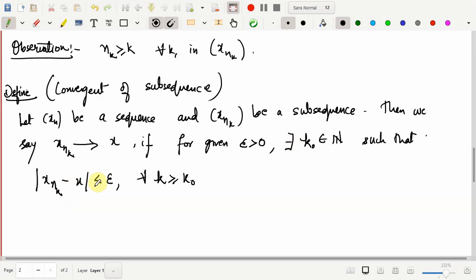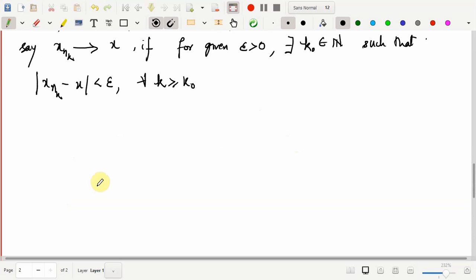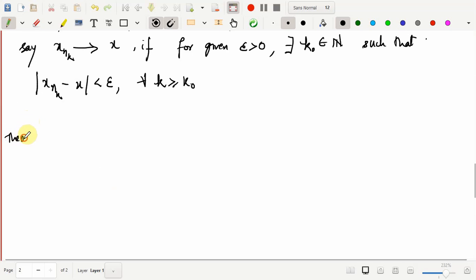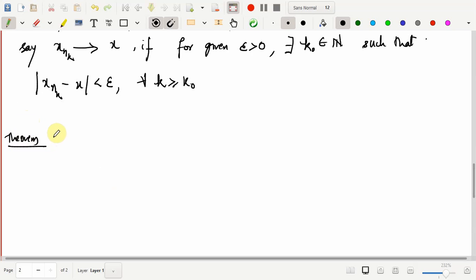Okay, so the obvious question to ask is: if the given sequence is convergent, then is any subsequence generated from this given sequence also convergent? And if it is convergent, where does it converge to? I'm answering this question through this theorem with the justification. Let me call this the theorem. I don't know the number, so I'll skip that part.